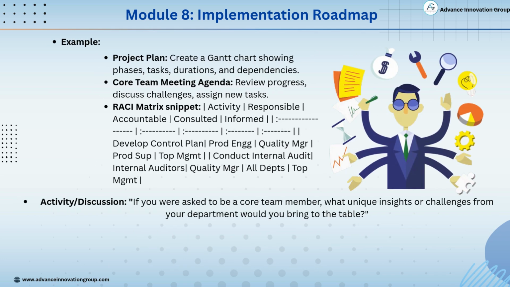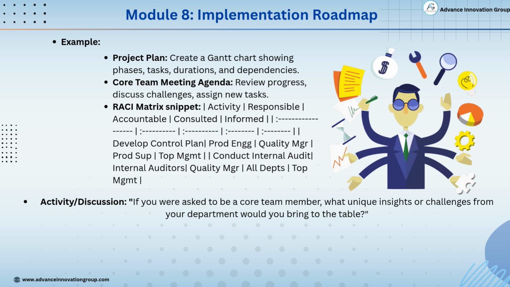This slide gives us a practical look at how to implement what we've learned so far. Start with a project plan. This should include a Gantt chart that outlines each phase of the project, tasks, durations, and how they depend on each other. It's like the master schedule to keep everything on track. The core team meeting agenda is also essential. Meetings should focus on reviewing progress, identifying challenges, and assigning new tasks. This ensures momentum.